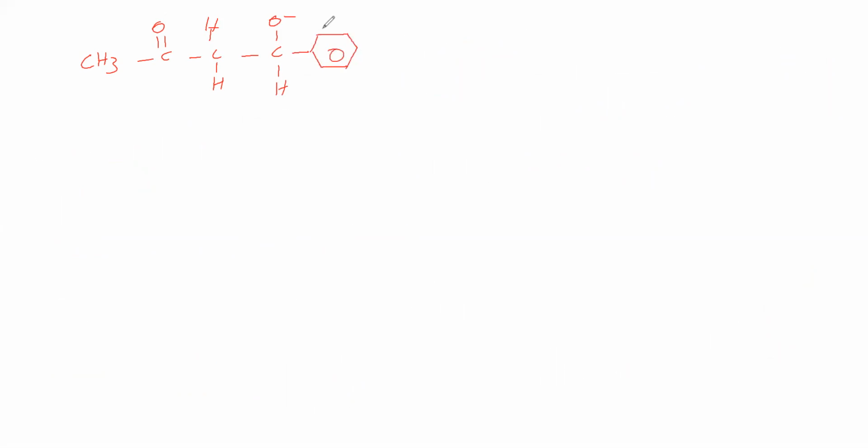Then this O minus is abstracting a proton from alcohol and becomes OH. So here phenyl ring, this CH, this O minus becomes OH, then CH2, CH2, C double bond O, CH3. Like this we are getting.